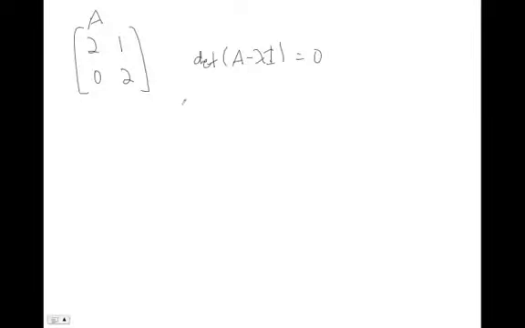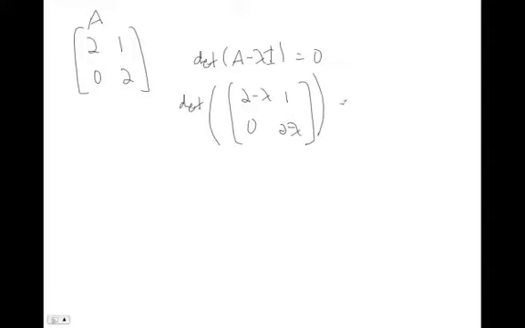Now let's consider one where we just make one slight change. So let's consider this matrix that looks like 2, 2 on the diagonal, and let's just put something up here, let's say 1. So this is my A matrix now, and I want to know what are its eigenvalues and eigenvectors. Okay, so we're going to look at the determinant of A minus lambda I and set that equal to 0.